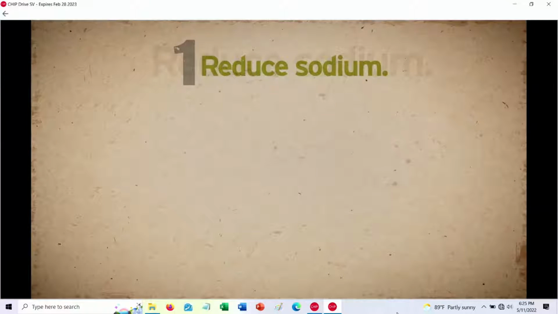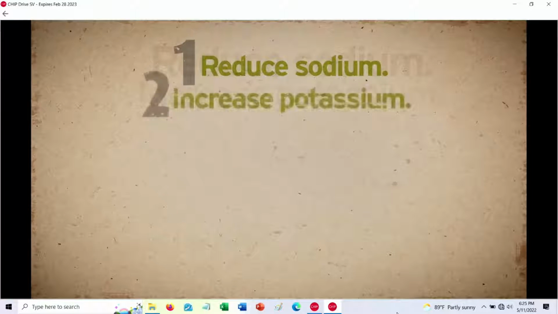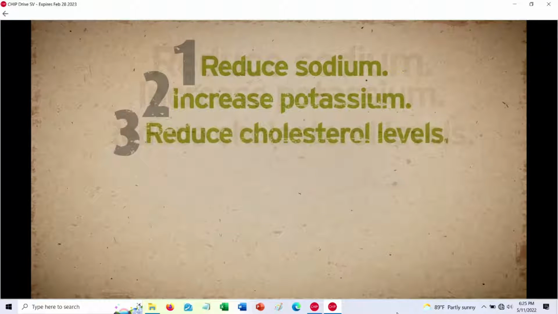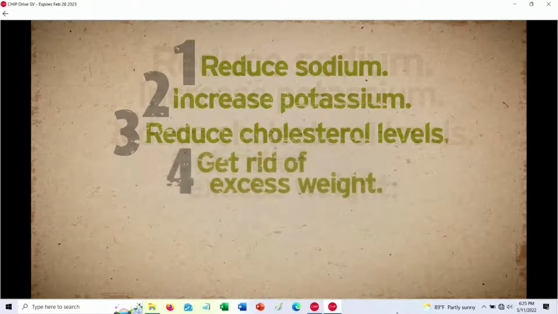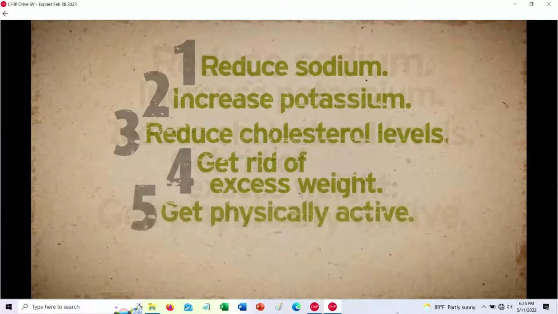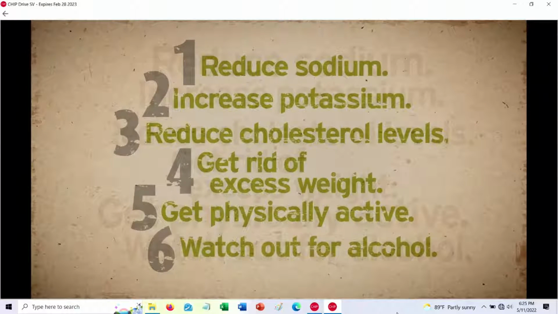Number 1, reduce sodium to less than 1,500 milligrams a day. Number 2, increase potassium-rich foods. Number 3, reduce cholesterol levels to open up our arteries. And then you have number 4, get rid of excess weight. Number 5, get physically active and fit. And number 6, watch out for alcohol. These are the principles that will take the pressure off and keep it off.